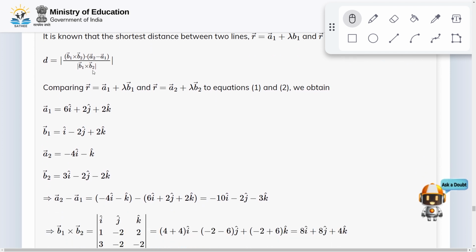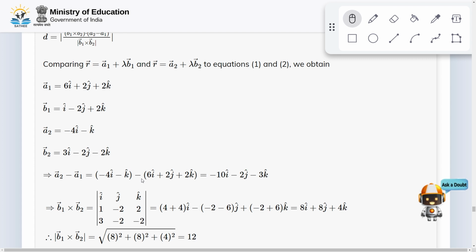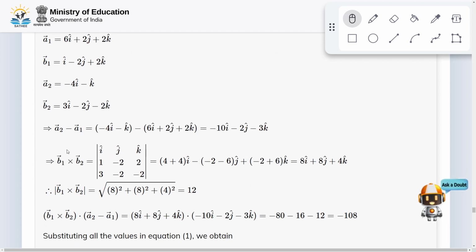Now, a2 minus a1 will be minus 4i hat minus k hat minus 6i hat plus 2j hat plus 2k hat. This means you will have minus 10i hat, minus 2j hat and minus 3k hat. Now what about the cross product? Very simple. Evaluate this determinant: i hat, j hat, k hat, second row 1, minus 2, 2, third row 3, minus 2, minus 2.